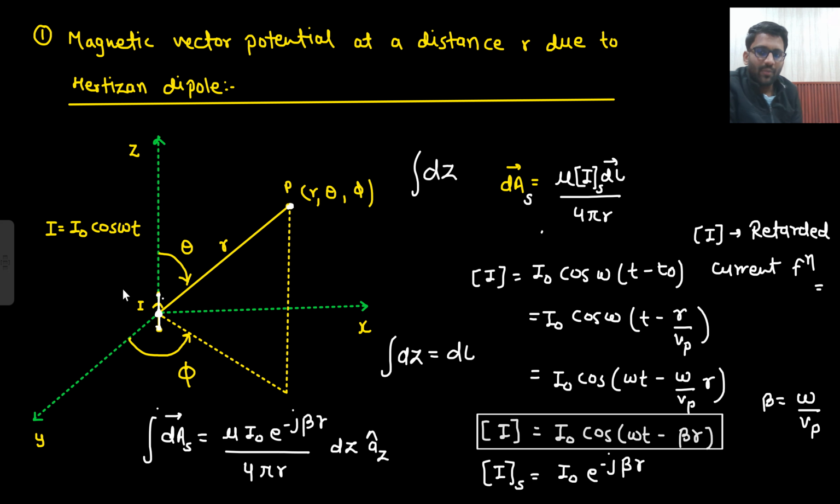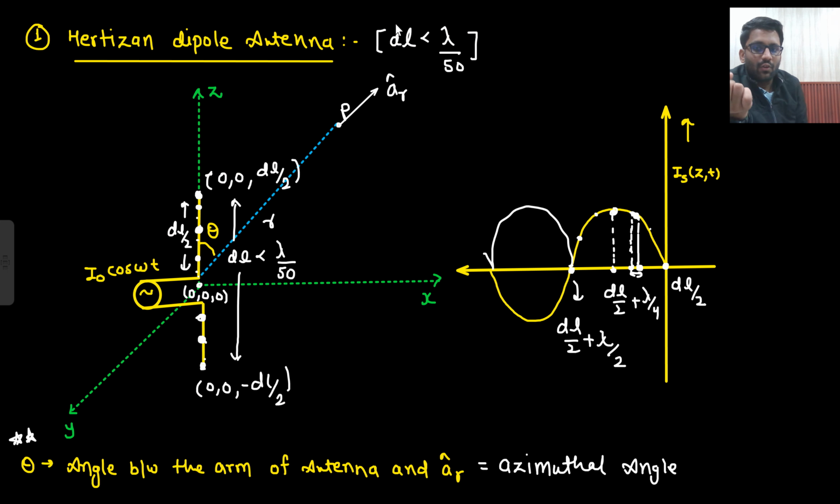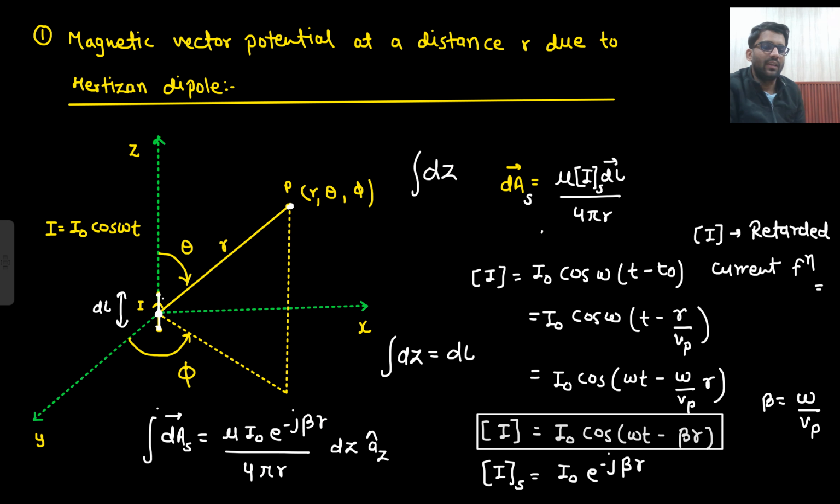That will be dl, because what is the complete length of your Hertzian dipole? That is dl only, no? Because I told you the length of the Hertzian dipole is shown as dl. So the complete length is dl only. Here I am writing down dz. That means I am taking a small portion in the direction of z. When I integrate, that means the complete length is dl.